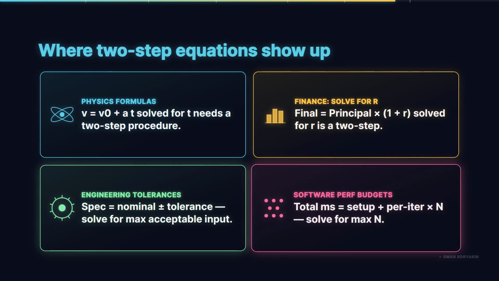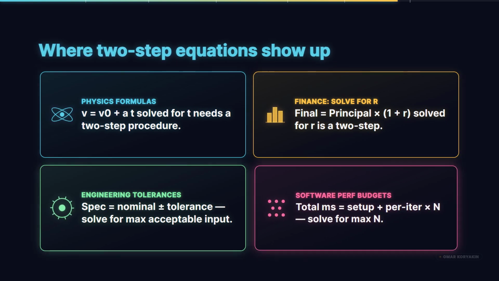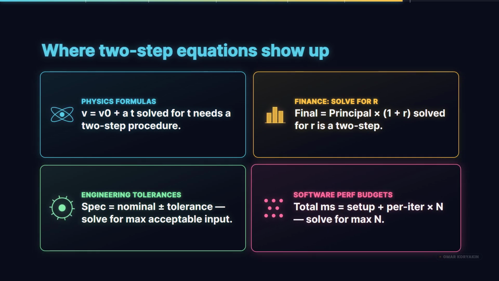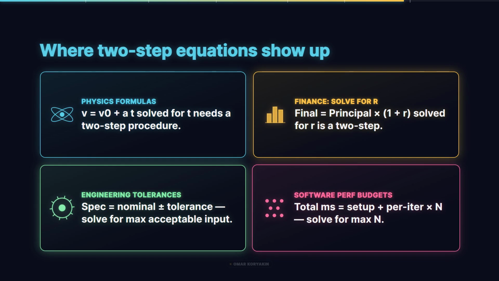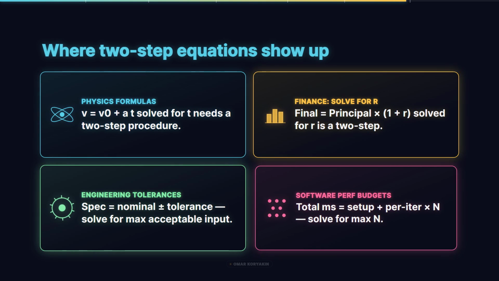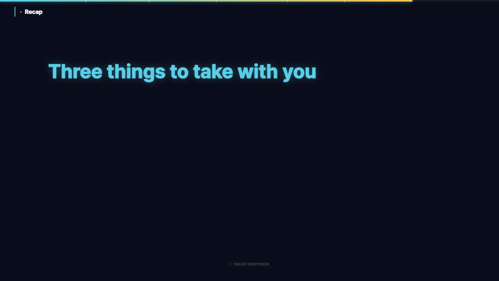engineering. In software performance engineering, the total runtime of a system is often modeled as a fixed setup cost plus a per iteration cost times the iteration count. Solving for the maximum iteration count that fits within a target total runtime is a 2-step inverse. Subtract the setup cost from both sides, then divide by the per iteration cost. Every capacity planning calculation in modern computing uses this exact pattern, and the 2-step solving skill scales directly into that work without modification. 3 things to take with you from this lesson today.